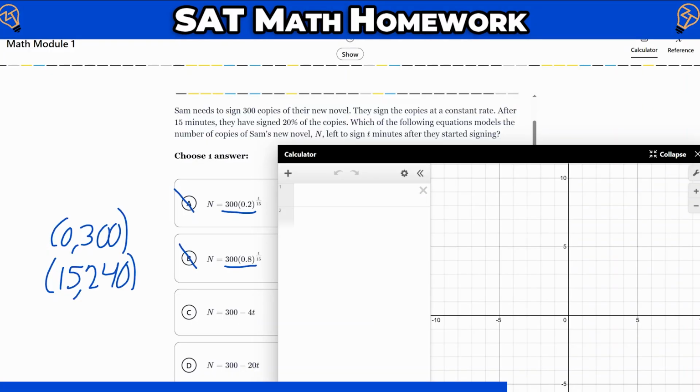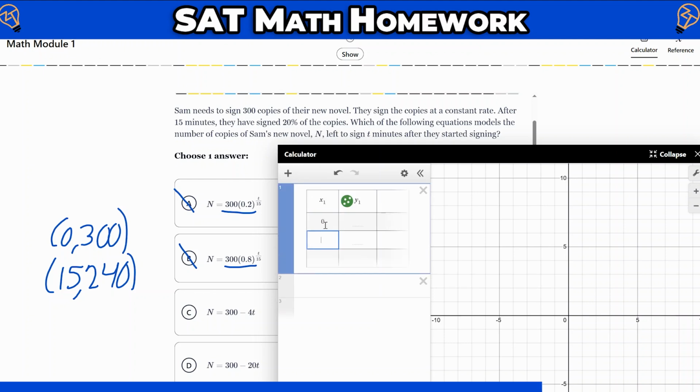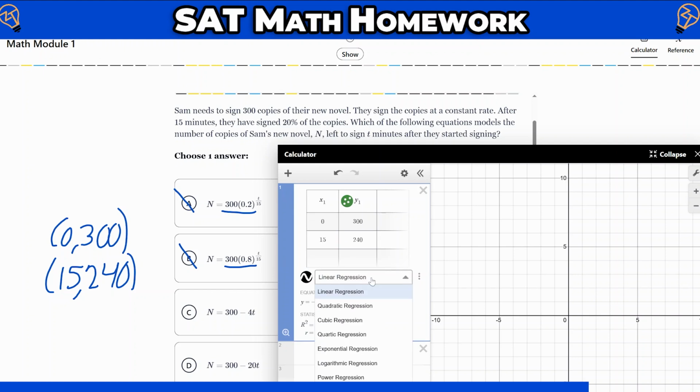So we can go into Desmos and just press the plus icon, choose table, and type in these ordered pairs. So 0 for one x coordinate, 15 for another, and then 300 for this first y coordinate, and 240 for the other. Choose add regression. It defaults to linear regression, which is what we actually want. We can see the equation here.